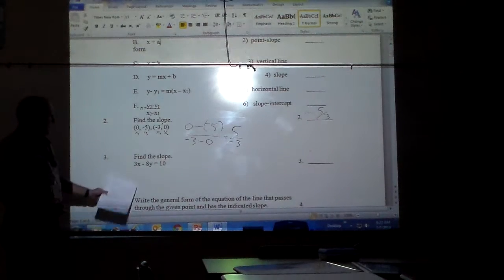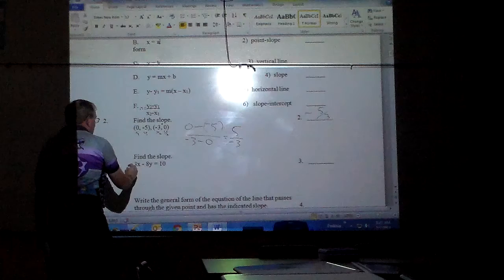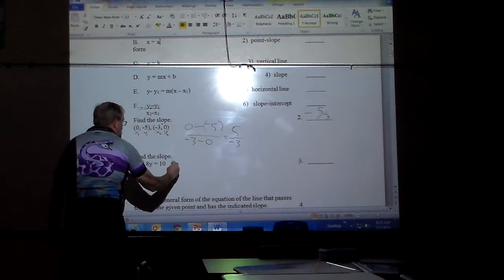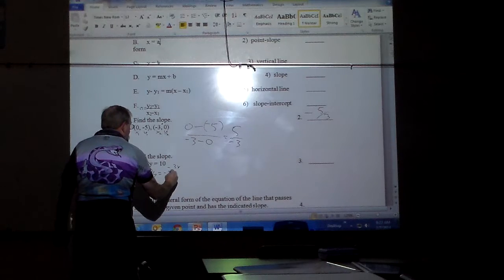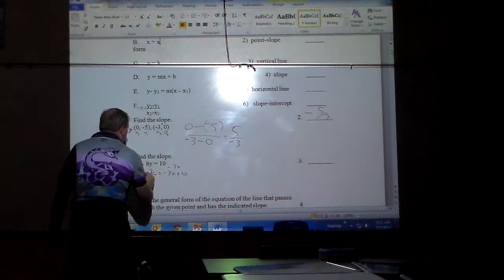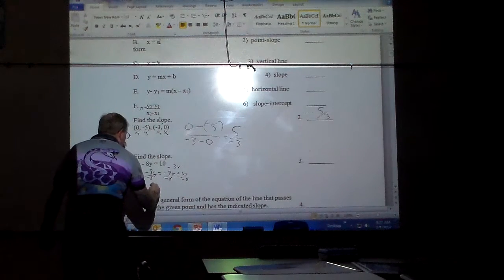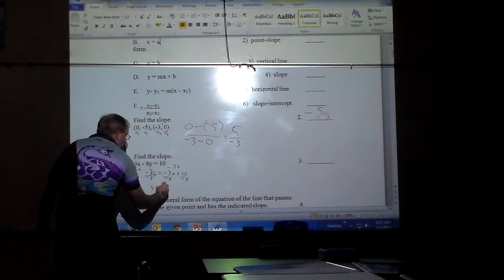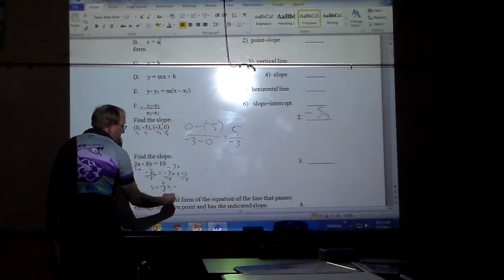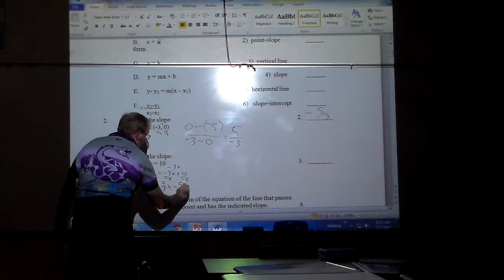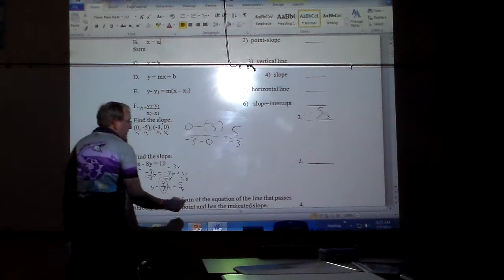Okay? And this one right here, to find the slope, you can do it two ways. You can subtract 3x from each side, where you have negative 8y equals negative 3x plus 10, and then divide everything by negative 8, which will give you y equals a positive 3/8 x minus, and 10 over 8 would reduce to minus 5/4, making the slope 3/8.